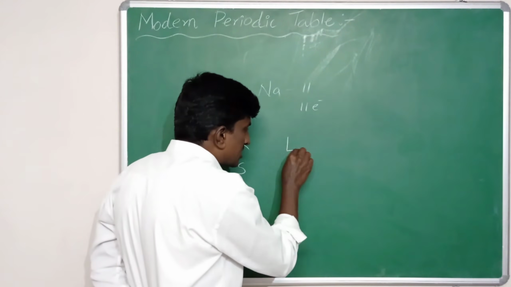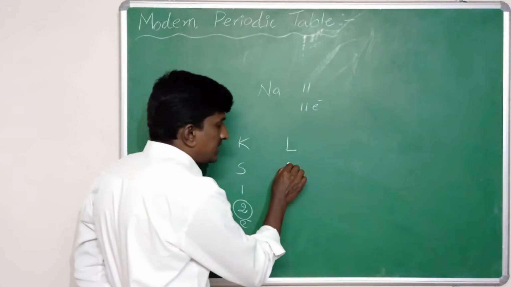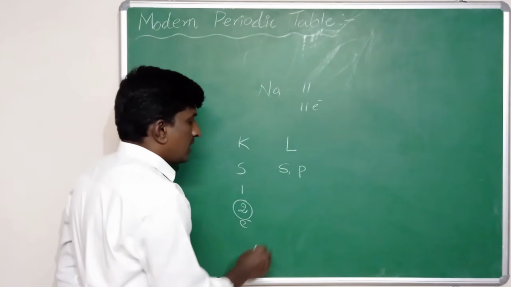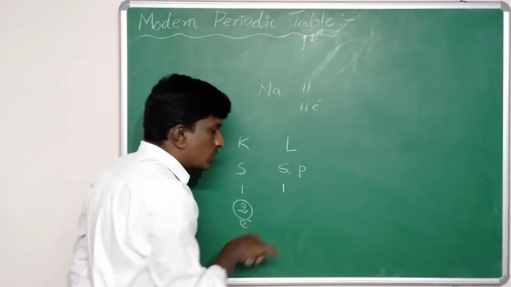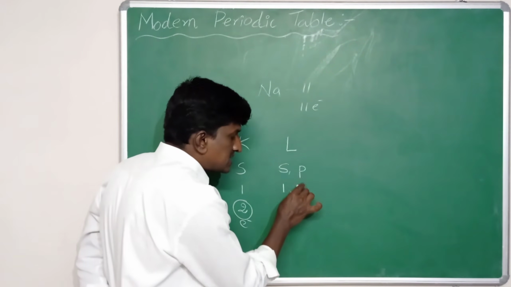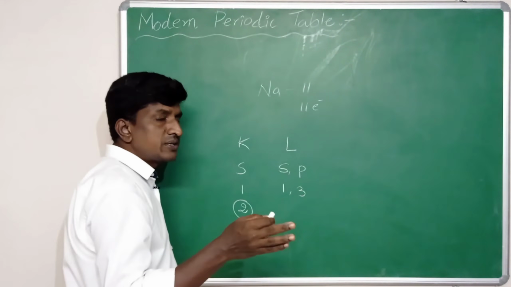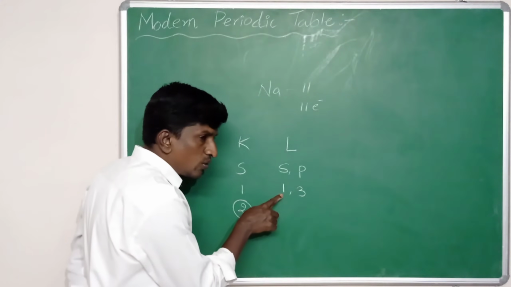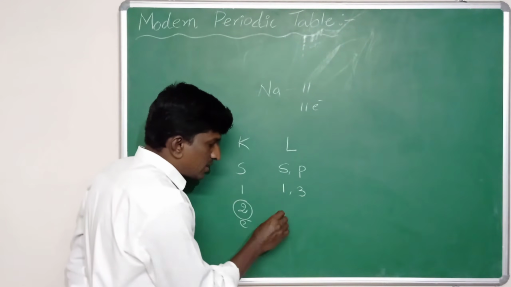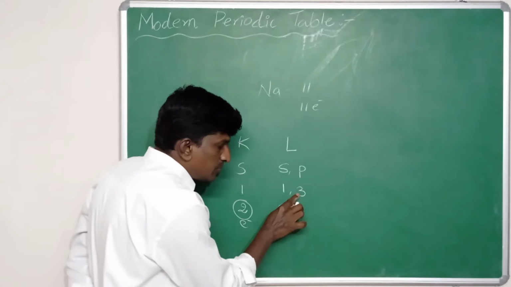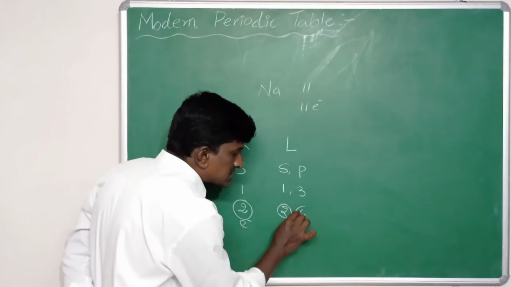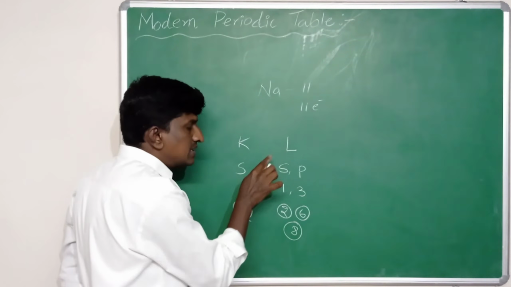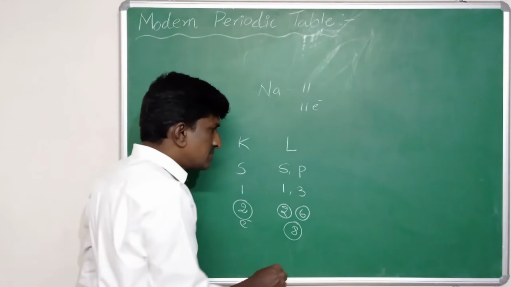Then come to the second main shell, L. Here 2 subshells are there, S and P. The S subshell has 1 orbital and the P subshell has 3 orbitals, that is Px, Py, Pz. Each orbital can hold 2 electrons, so the S subshell can hold 2 electrons and the P subshell can hold 6, Px2, Py2, Pz2. In total, 8 electrons we can fill in the second main shell.